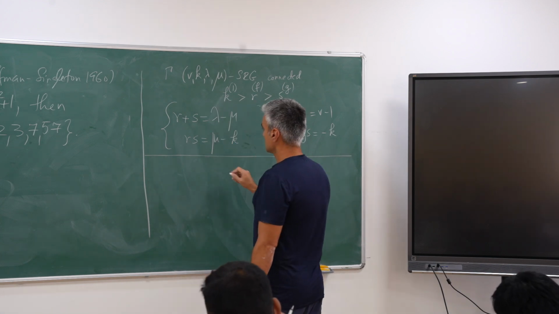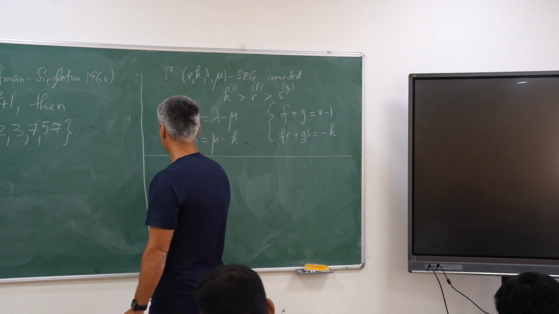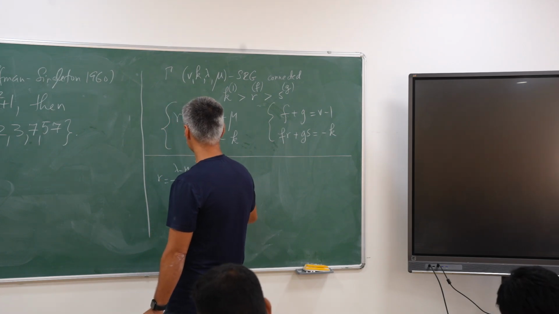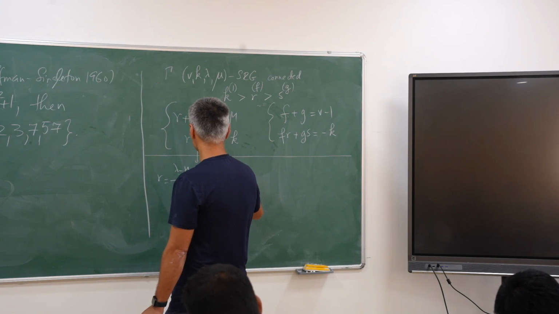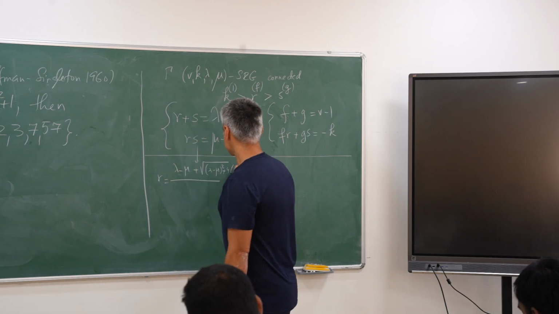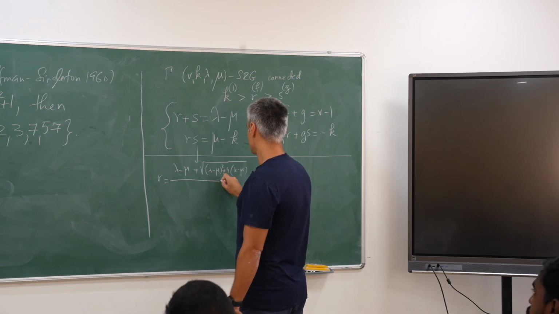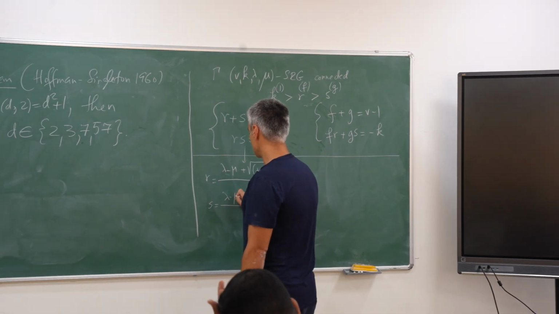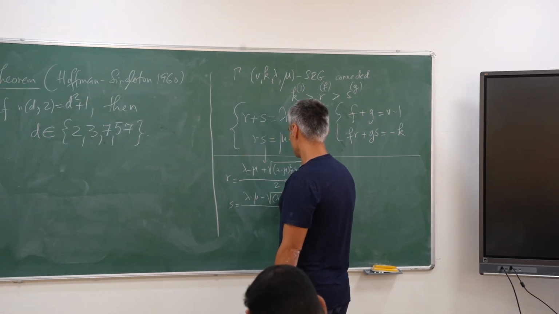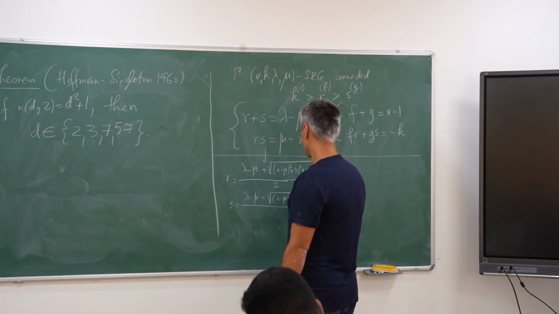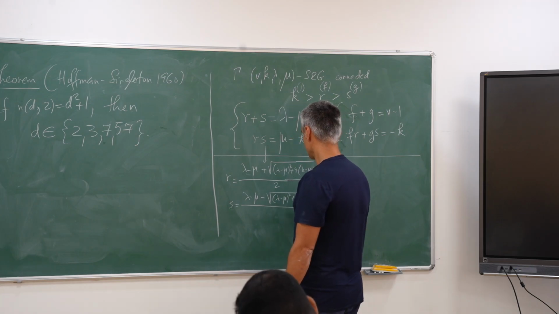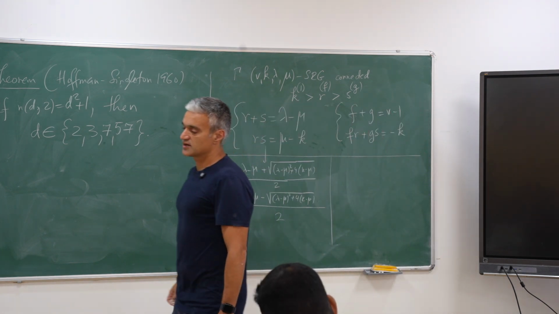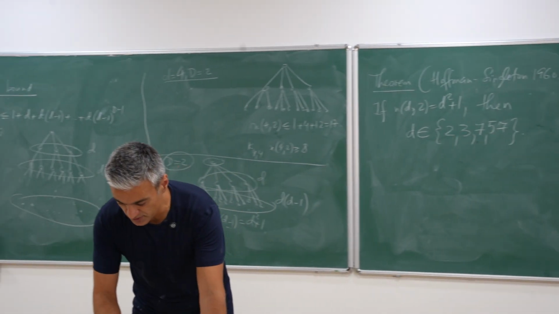So from here, like I said, you can get r to be (lambda minus mu plus the square root of delta) over 2, where delta is (lambda minus mu) squared plus 4 times (k minus mu). And you can get s to be (lambda minus mu minus the square root of (lambda minus mu) squared plus 4 times (k minus mu)) over 2. Okay? And for f and g, let me see if I have them written down.